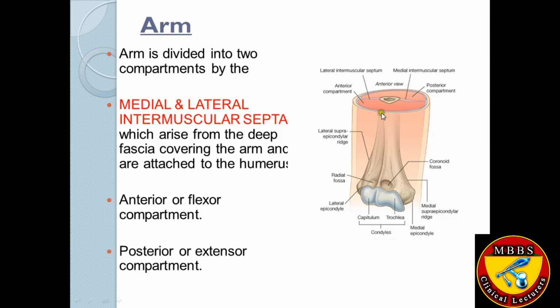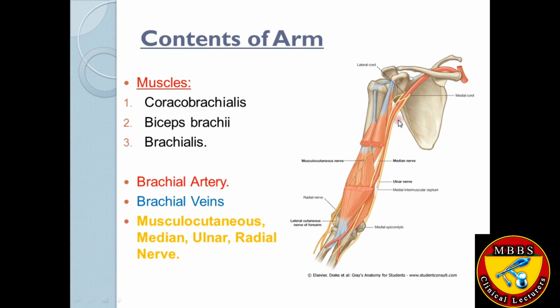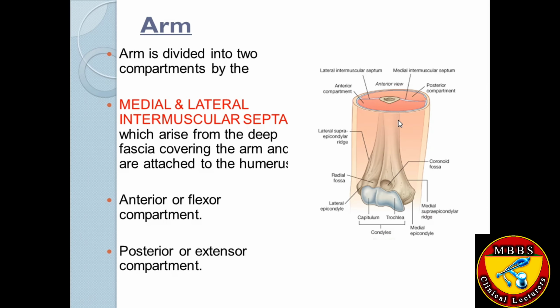The anterior compartment is also called the flexor compartment because the muscles present in it are responsible for the movement of flexion at the elbow joint. The posterior compartment is also called the extensor compartment because the muscle present in it is responsible for extension of the arm at the elbow joint.